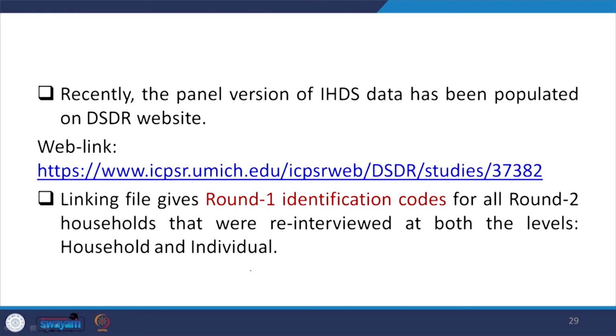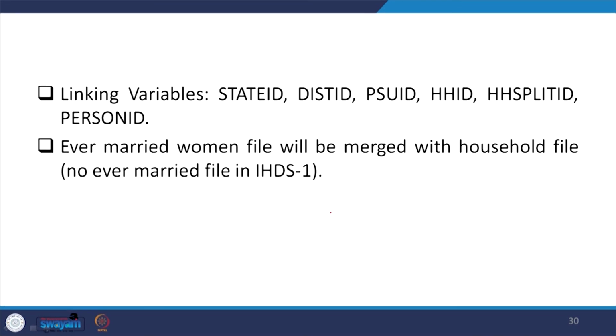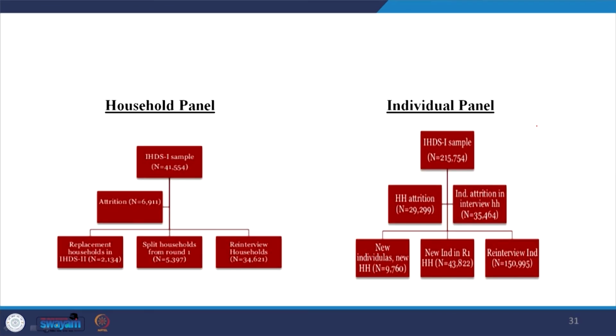The linking file gives round 1 identification codes for all round 2 households that were re-interviewed, at both the household as well as individual levels, in the linking files. There are some doubts, I know, that I am not clarifying at this moment, because it is too heavy to be loaded for you. We will carry it forward to the particular class on how to make it a panel and how to make it uniquely identified. As I just said, individual and household panels can be made separately. In the household panel, some attrition and some missing information are there.